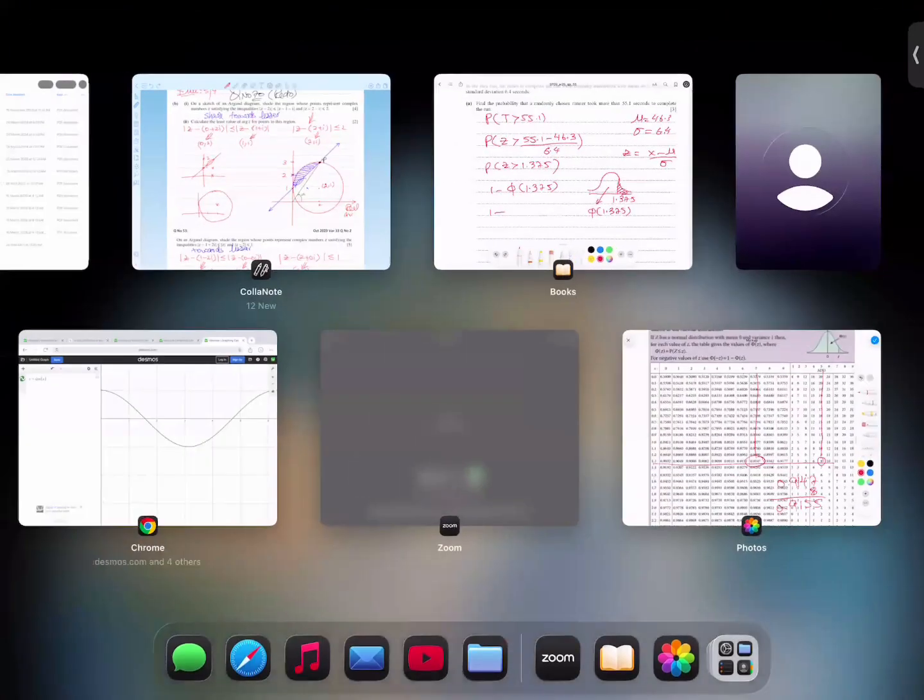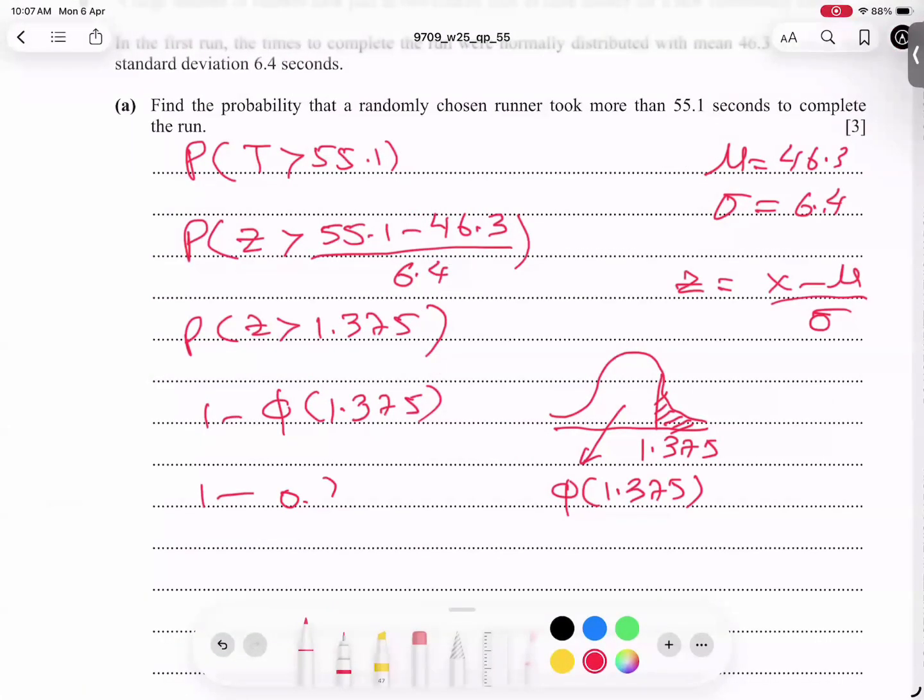So I'm writing now here 0.9155. If I subtract, 0.0845, so this is my final answer.